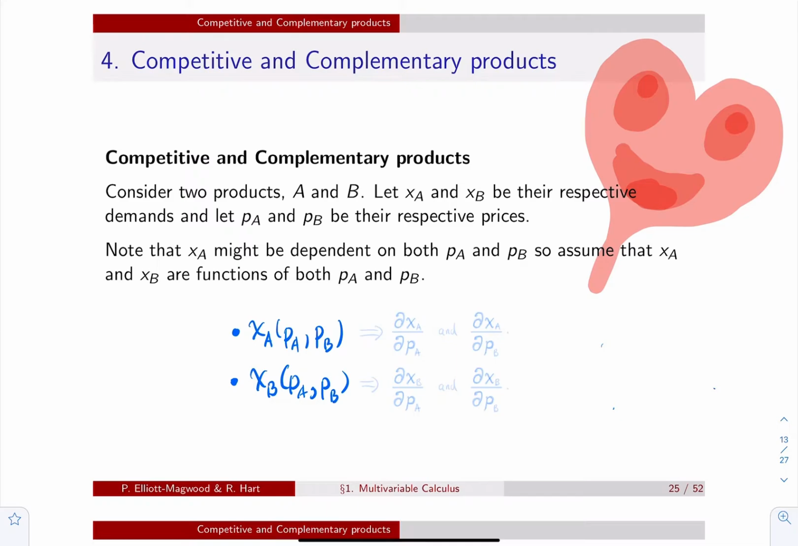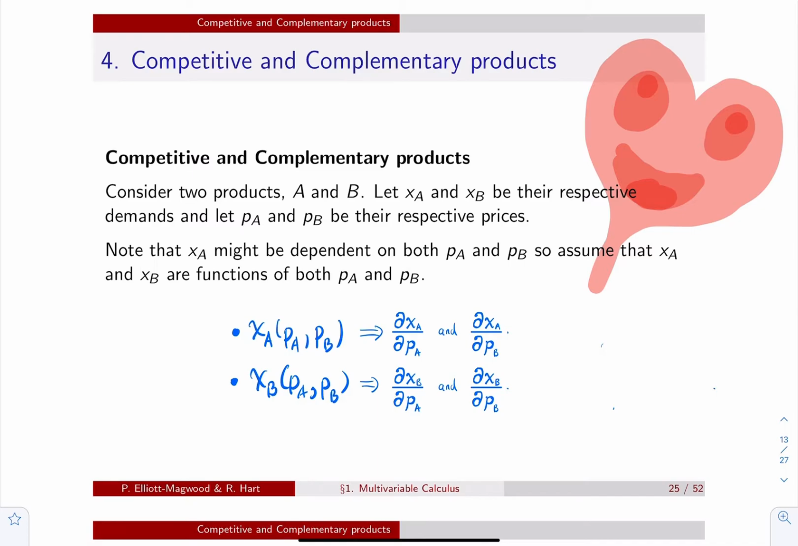And of course, now that we know about partial derivatives, now that we have two functions of two variables, we can study these two functions and study the relationship between those two products using the partial derivatives of those two functions. So here we go. So for both functions, 1, 2, 3, boom. Okay, so for X of A, we're going to have the partial derivative del XA over del PA and del XA over del PB. And then for the demand XB, we're going to compute the partial derivatives del XB over del PA and del XB over del PB.